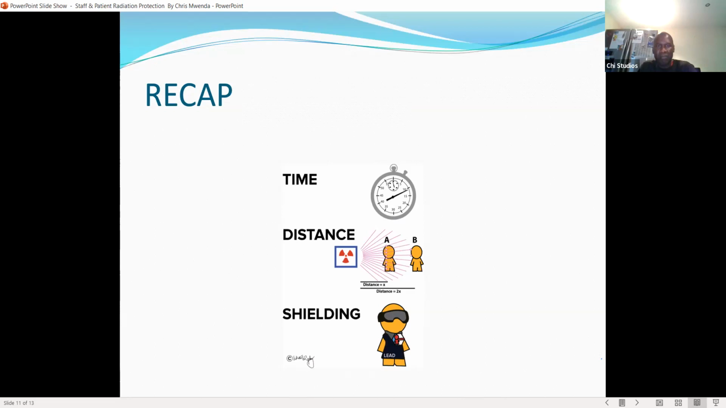The last and most important thing is shielding. Shielding, obviously, we are looking at the PPE and all those devices we need to use. We have them, but it is our responsibility as radiographers to ensure that the doctors, the operators, the junior doctors, the scrub nurse are using those things. They are wearing their PPE properly. They are wearing their monitoring badge properly. They are making sure that their lead aprons are being kept correctly.